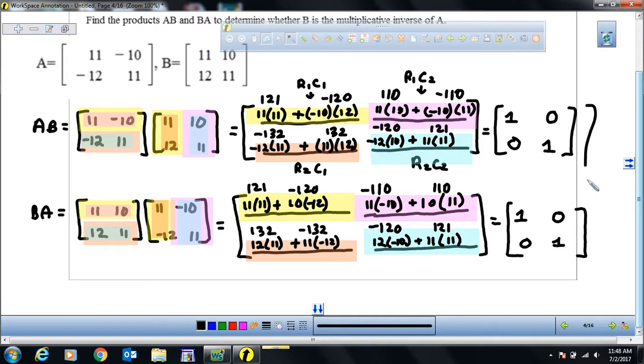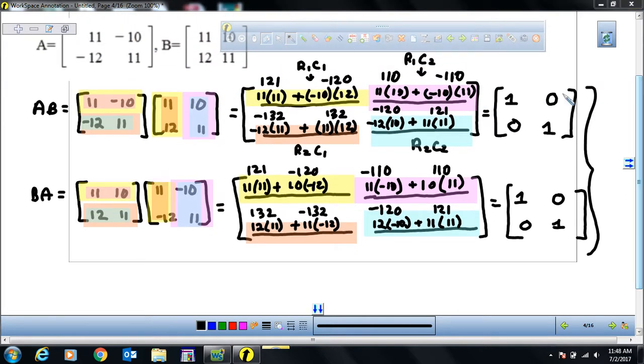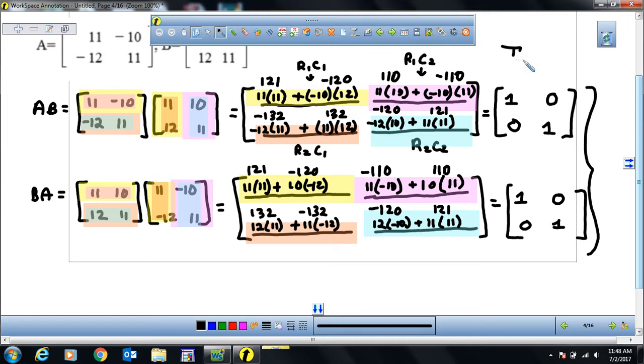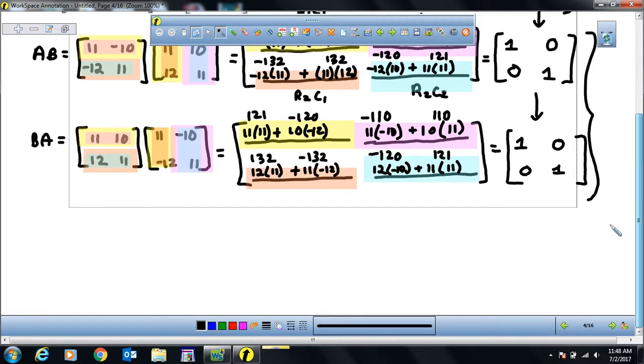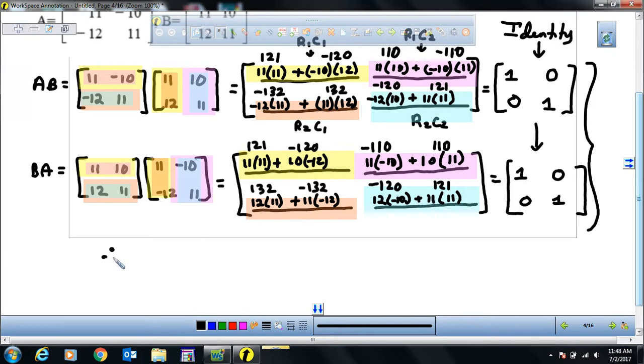So based on what we got, what can we conclude? Since AB and BA both give us the 1, 0, 0, 1, which we call the identity, both of them are the identity. So that means that these two matrices, A and B, are inverses of each other. That's what we're going to conclude. Therefore, A and B are inverses of each other. Period.